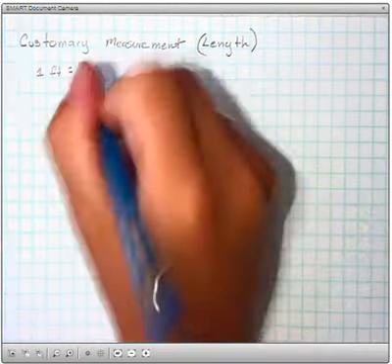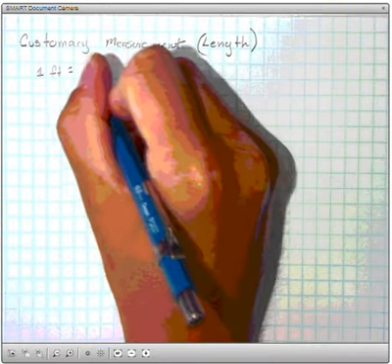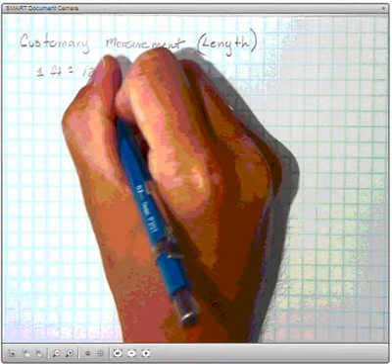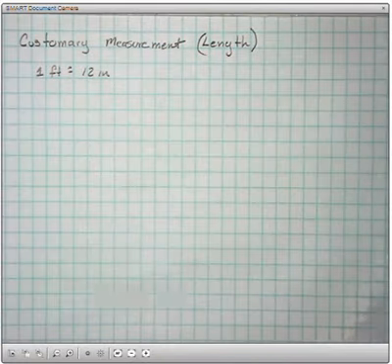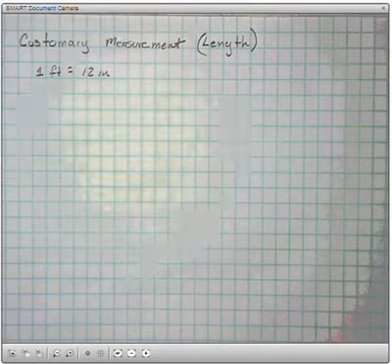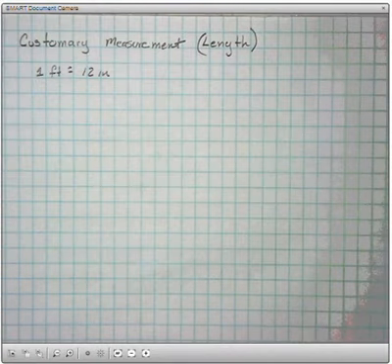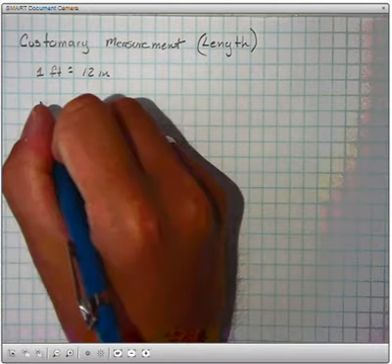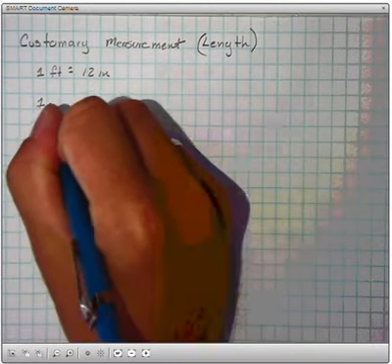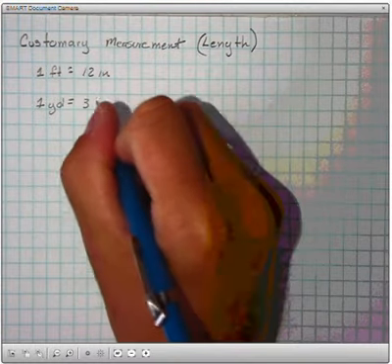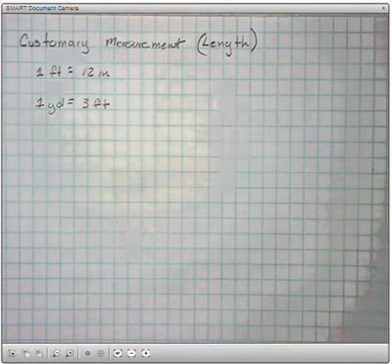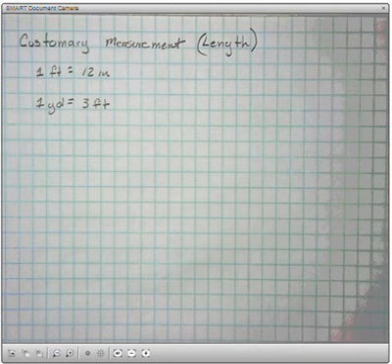For example, you've probably already memorized that there are 12 inches in 1 foot. That's one thing that you'll have to remember and memorize. So write that down in your classwork section. One yard equals 3 feet.